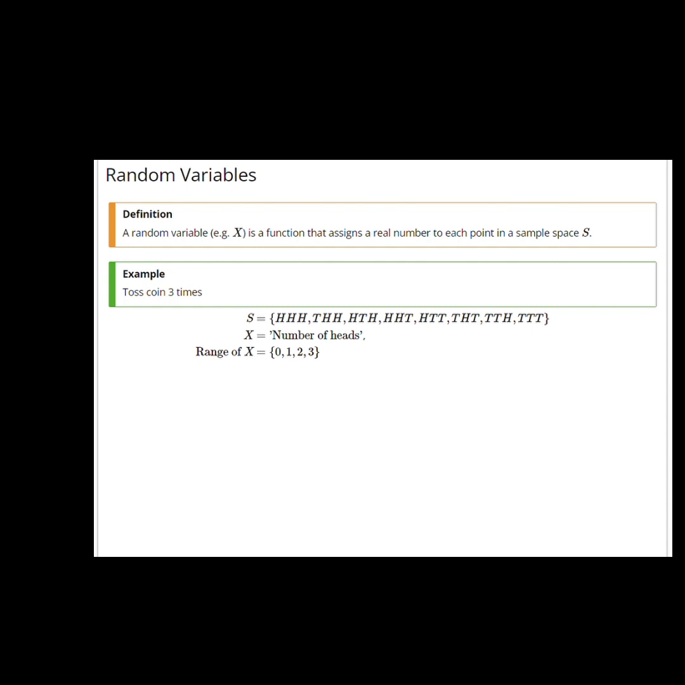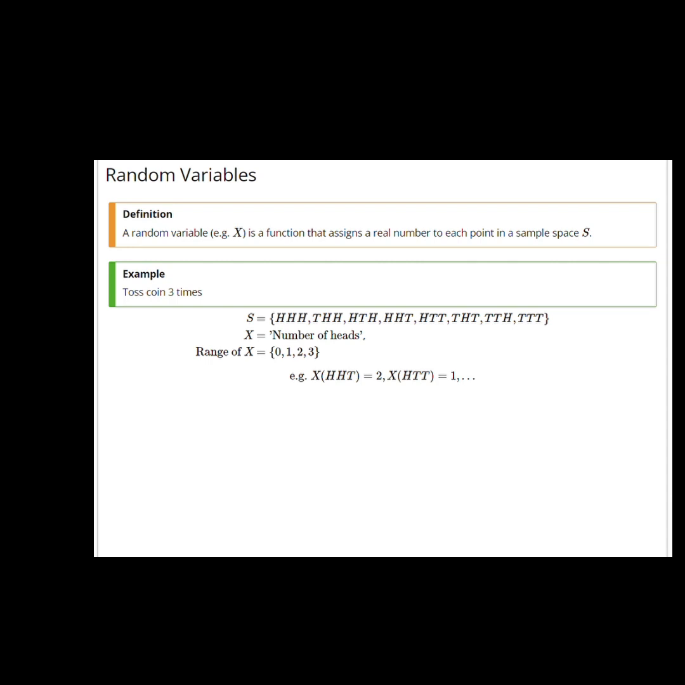X is a function on the sample space. If you give me a specific point, for example HHT in the sample space, then X assigns to that point the value 2. It counts how many heads in that sequence. X of HTT is 1, and so on. X is defined for every point in S. To every point in the sample space, there corresponds a real numbered value, X of S.